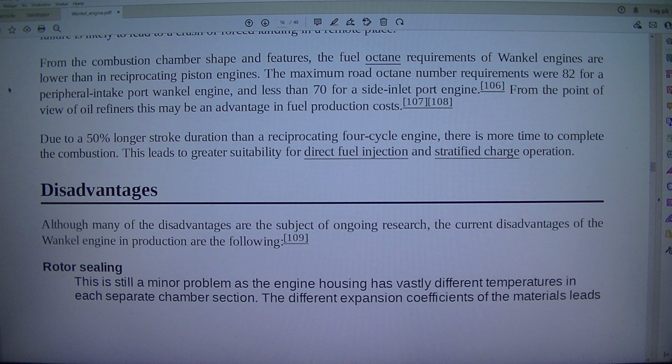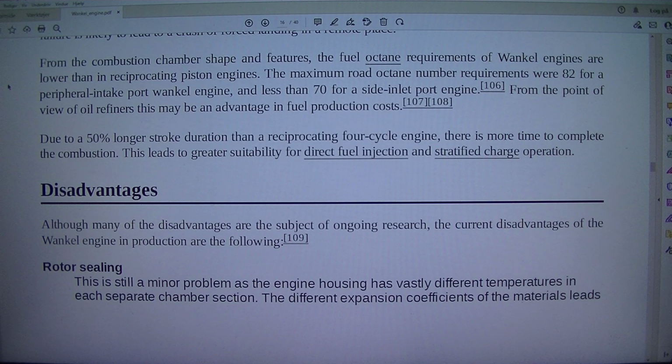The maximum road octane number requirements were 82 for a peripheral intake port Wankel engine, and less than 70 for a side inlet port engine. From the point of view of oil refiners, this may be an advantage in fuel production costs.